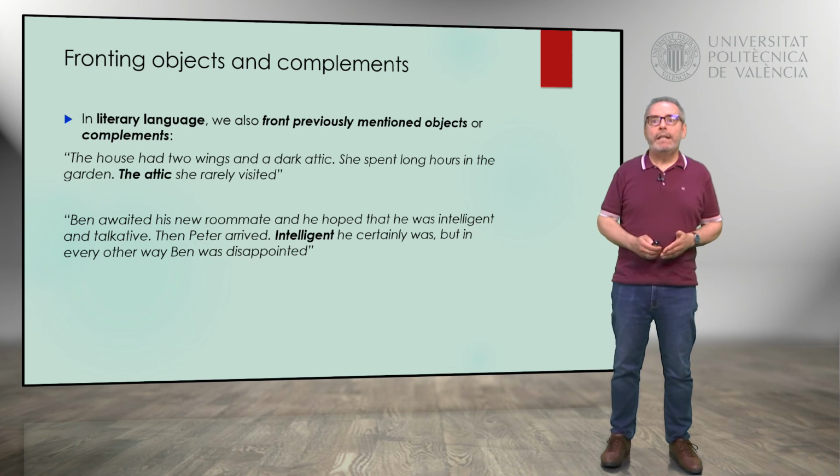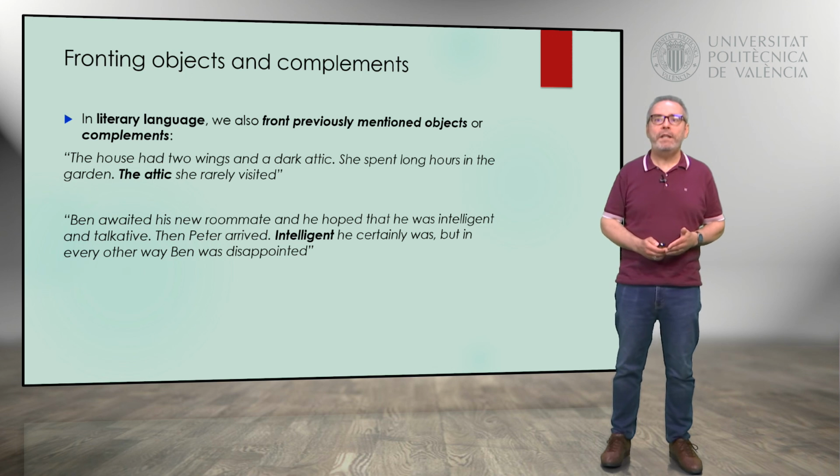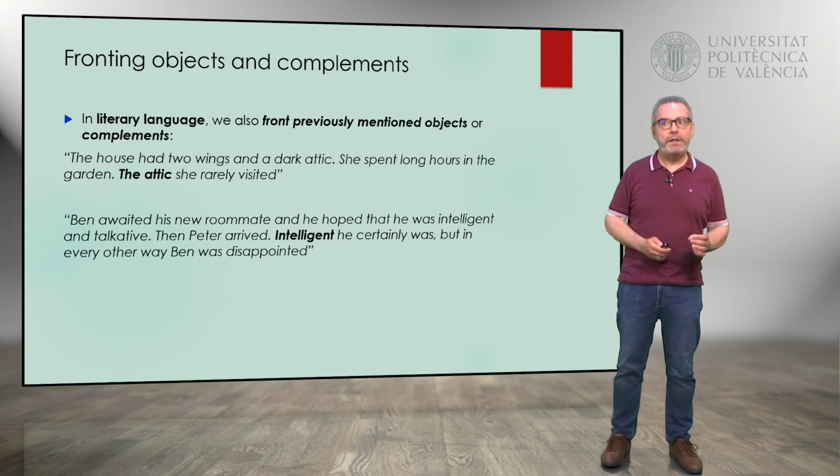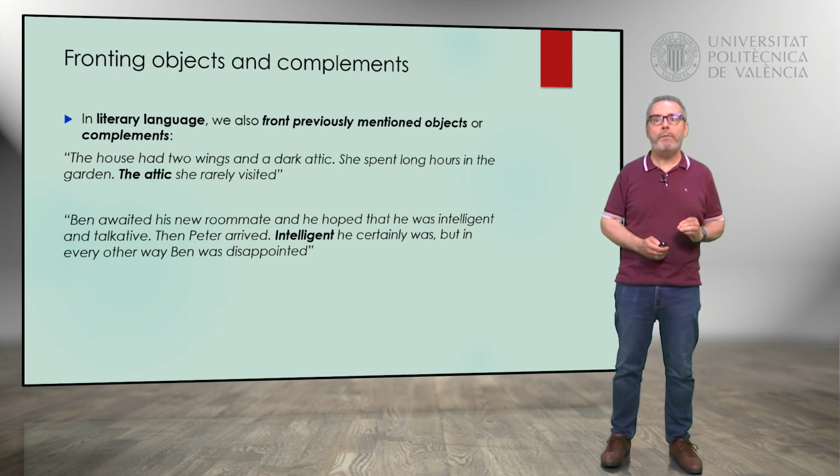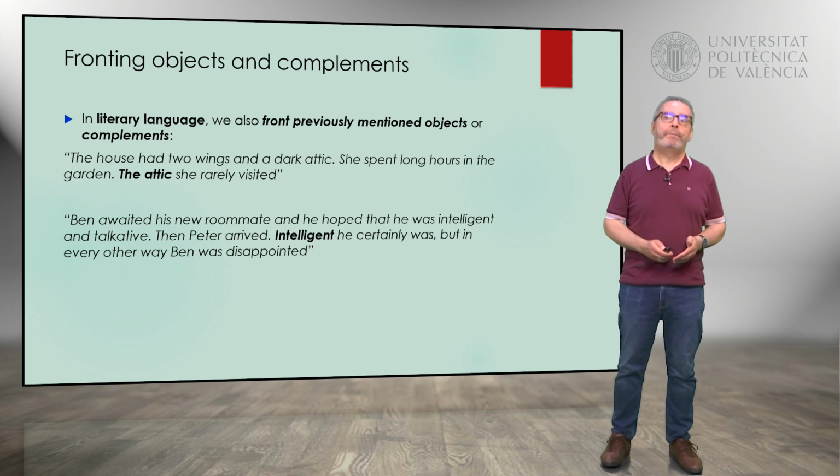Ben awaited his new roommate, and he hoped that he was intelligent and talkative. Then Peter arrived. Intelligent he certainly was, but in every other way Ben was disappointed. Here we have a very formal use of the language in literature.